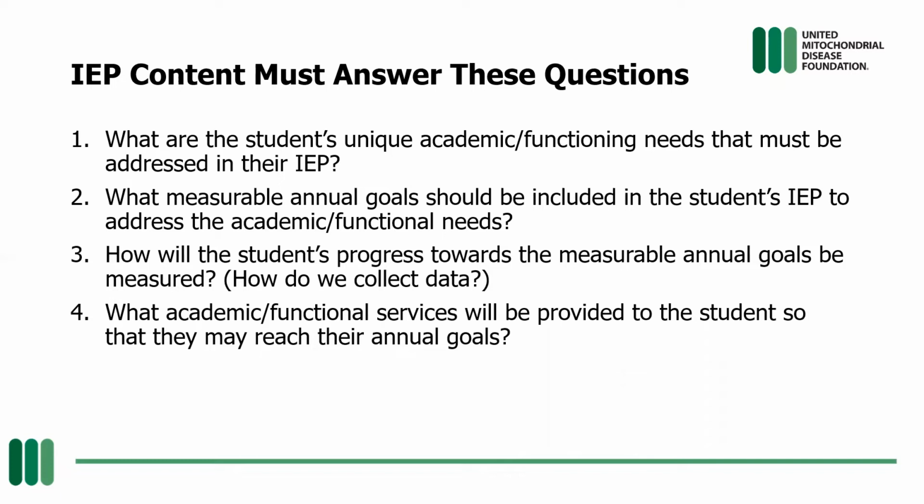What measurable annual goals should be included in the student's IEP to address the academic functional needs? How will the student's progress towards the measurable annual goals be measured? How do we collect the data? These are all data-driven decisions that we're going to be making. So what academic functional services will be provided to the student so that they may reach their annual goals?